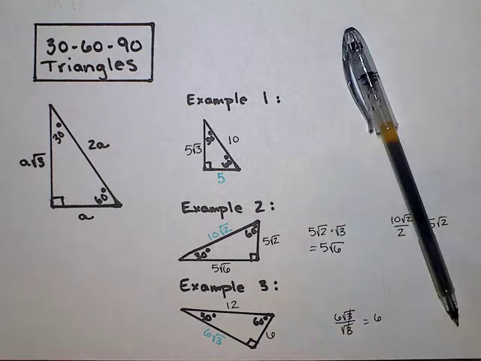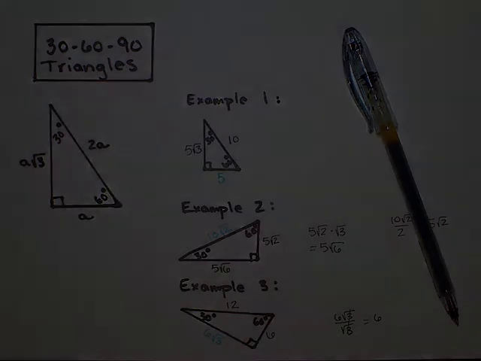So there you go. This is how to solve 30, 60, 90 triangles. And again, the key is to always write down this little diagram at the top of any test or quiz so that you know what you're doing. And then once you've done that, always go through the short leg.